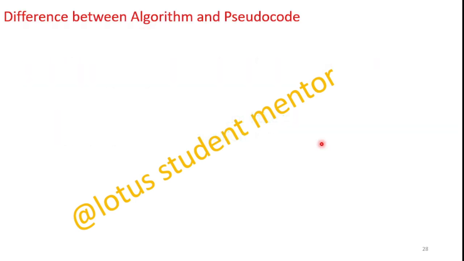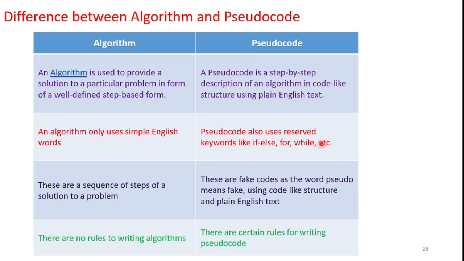Now the next point is the difference between an algorithm and pseudocode. An algorithm provides a solution to a particular problem in the form of well-defined steps, whereas pseudocode is a step-by-step description of an algorithm in a code-like structure using plain English text. An algorithm only uses simple English words, whereas pseudocode uses specific reserved keywords such as if, else, for, and while.